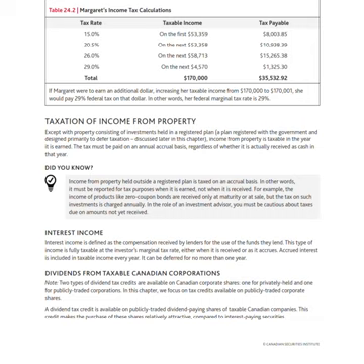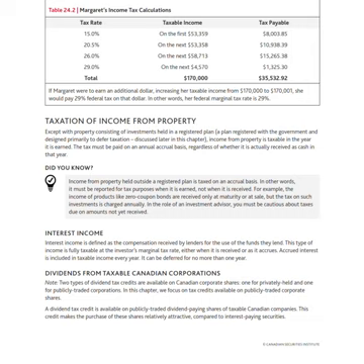Interest income. Interest income is defined as the compensation received by lenders for the use of the funds they lend. This type of income is fully taxable at the investor's marginal tax rate, either when it is received or as it accrues. Accrued interest is included in taxable income every year. It can be deferred for no more than one year.